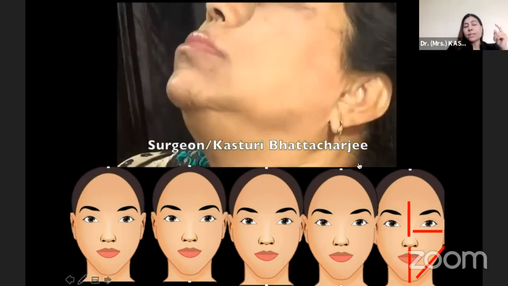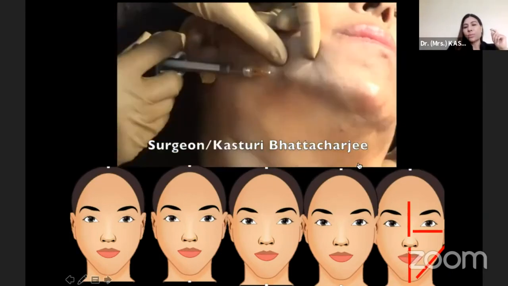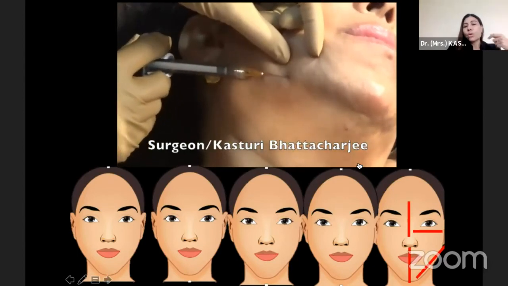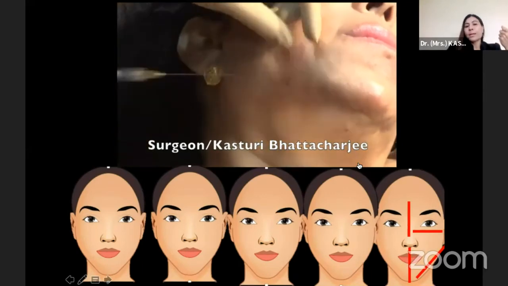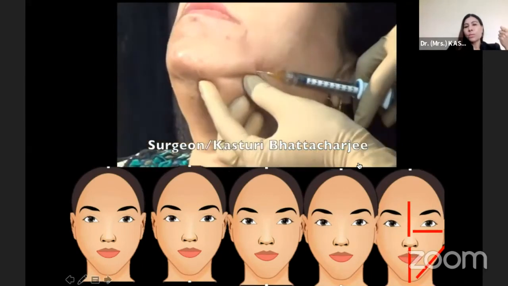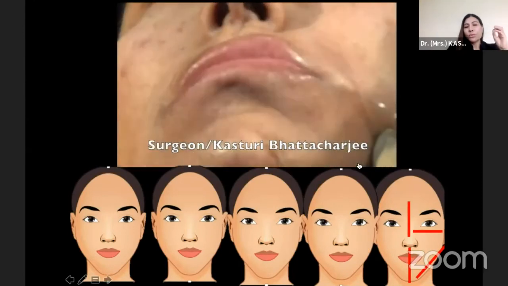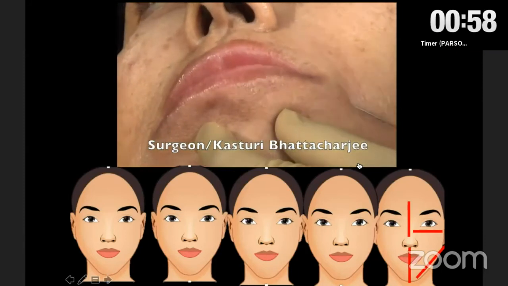The mentalis is the only muscle which inserts in the reverse direction. Instead of inserting into the chin, it inserts towards the lip. So we all know as we grow old, the contracture is towards the point of insertion. And this is how we treat the jowls. And once both the jowls are treated, this is the region where, to prevent the reverse myomodulation, we usually go for the filler.